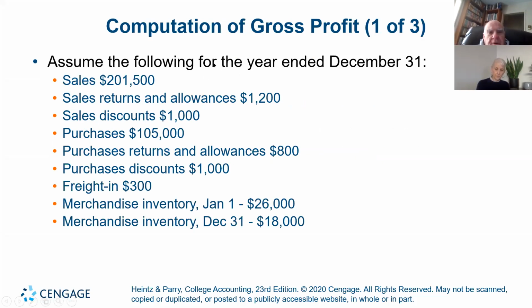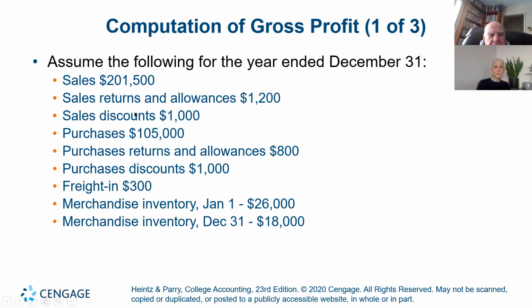Oh, wow, look at this one here. Computation of gross profit. Assume the following for the year. Well, they're looking for gross profit. How do we do it? Sales minus the returns, allowances, minus the discount. That'll give us net sales.